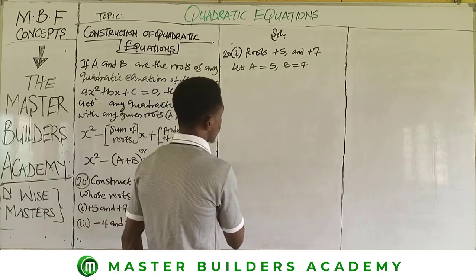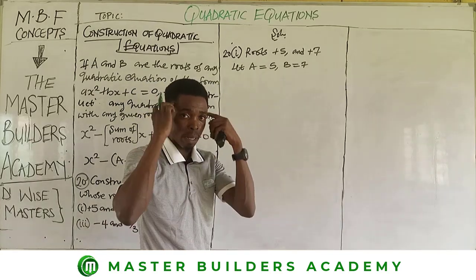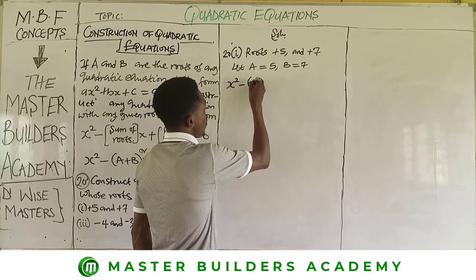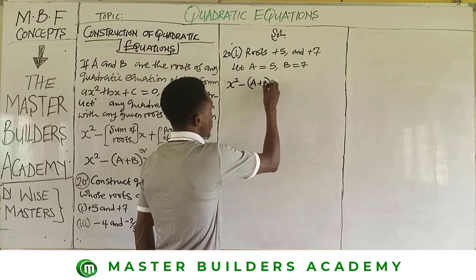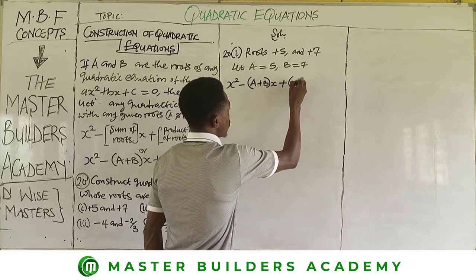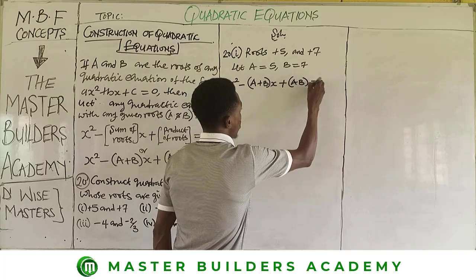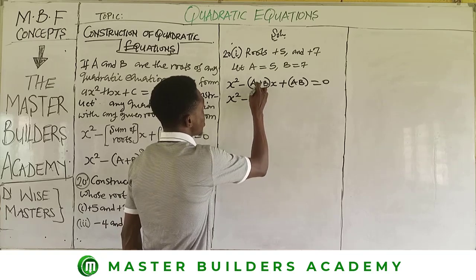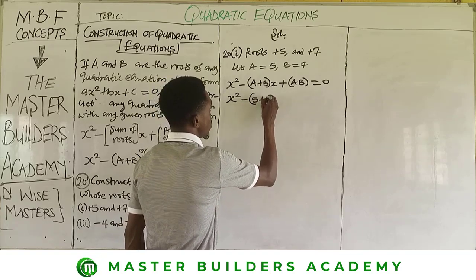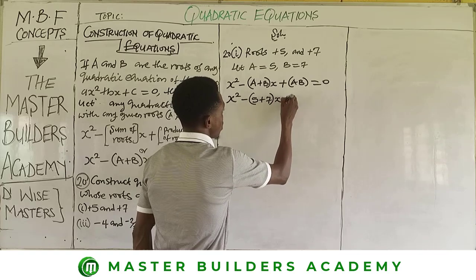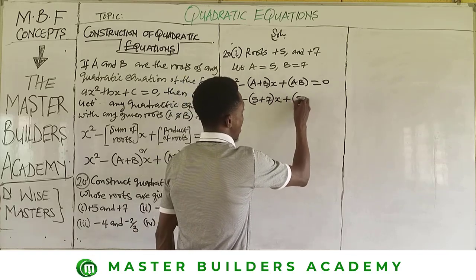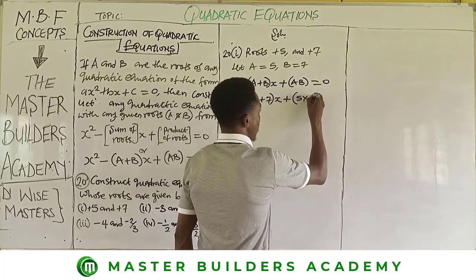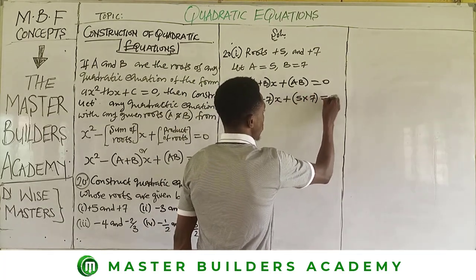Then the next thing we are quickly going to do is to recall the formula. That's the reason why I said you must memorize it. The formula is X squared minus the sum of roots, A plus B, multiplied by X, plus the product of roots, A times B, all equal to 0. So this gives us X squared minus A, which is 5, plus B, which is 7, times X, plus A times B, which is 5 multiplied by 7, equal to 0.